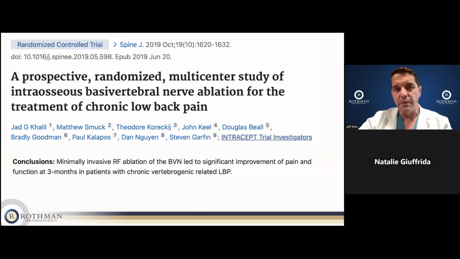This is just a study. I don't want to get too into the studies behind this, but this is just a prospective randomized study, which means it's a pretty well-designed study that looked at that Intracept procedure and said that patients actually did pretty well with it compared to normal physical therapy and non-surgical treatment for back pain.